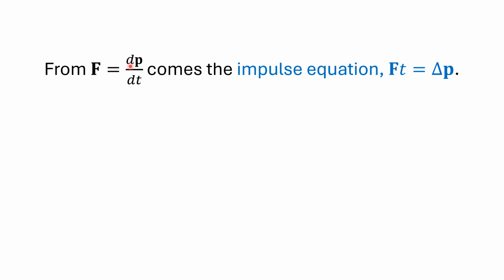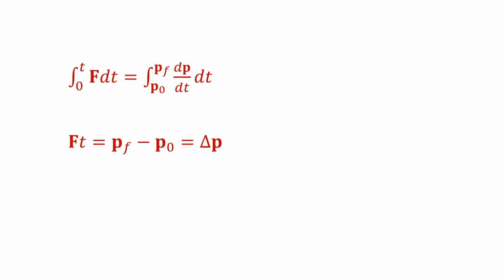Now, from force's change of momentum with respect to time comes the impulse equation. Ft, properly named the impulse, is the change of momentum. If I look at the integral of F dt from 0 to t, I get Ft. And if I look at the integral of the first time derivative of momentum with respect to t, dt, I get the change of momentum, or the final momentum minus the initial momentum.